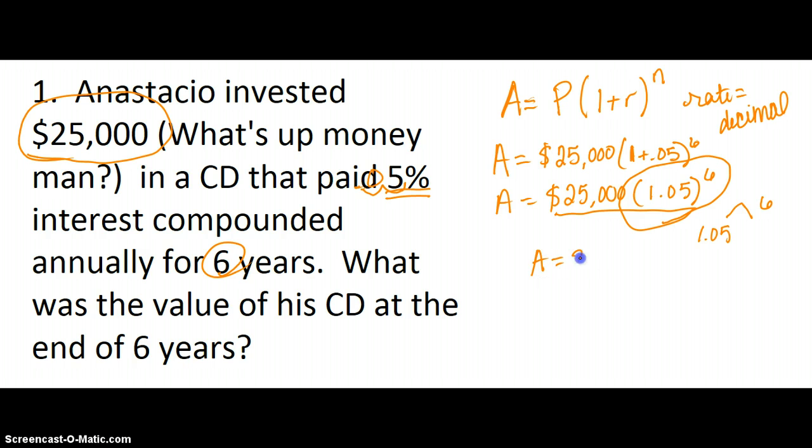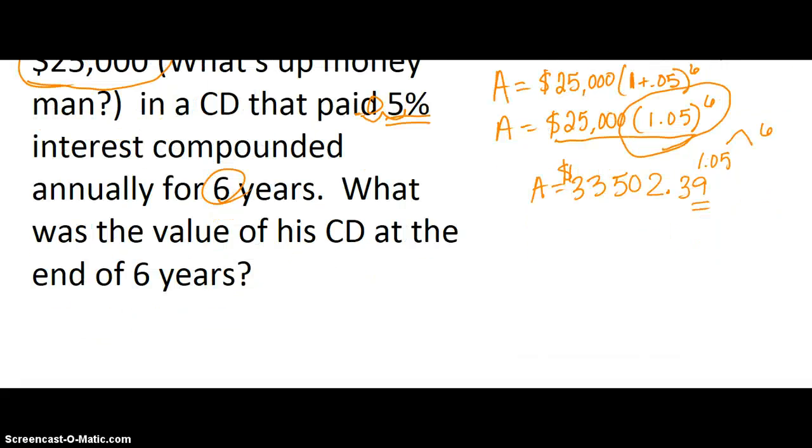A equals 33,502. And then you still have a crazy decimal. Well, this is money, so I am telling you, round it to the nearest hundredth. So at the end of 6 years, he will have over $33,000. It's pretty cool to invest money and just let it sit there and gain $8,000. Let's do another example.